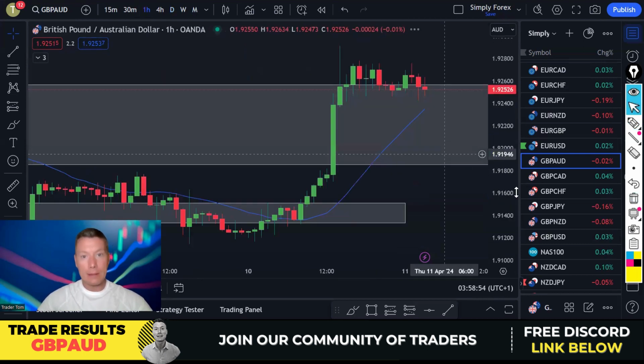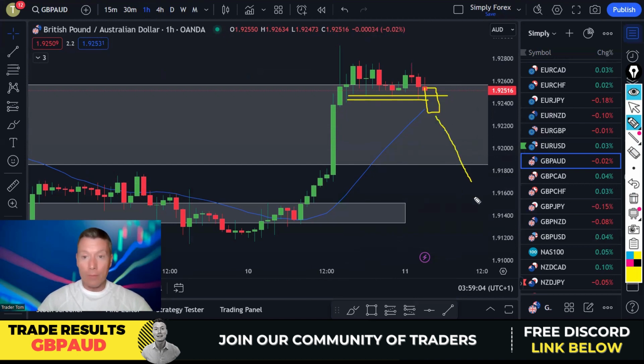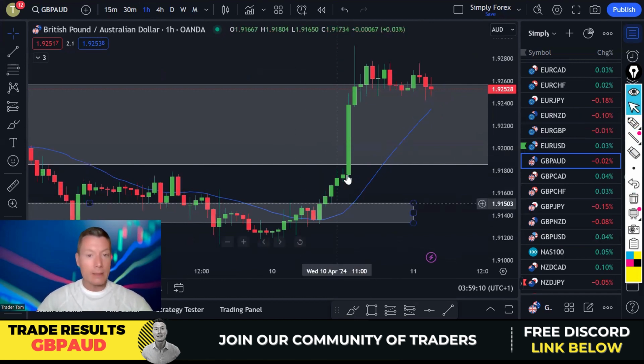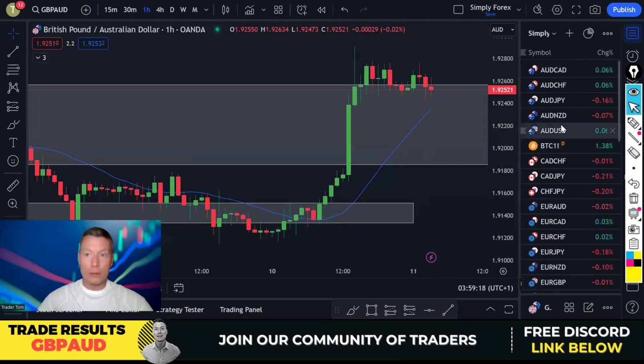If we go back to the H1, I will be interested in a break of this level. If we get a break of this level, a big bearish candle, I will get out of my hedge and look to take price lower. So we'll see how that plays out today. But yesterday was an unsuccessful trade because of this Aussie dollar weakness that came into the market, and that was the same for all of our trades yesterday.